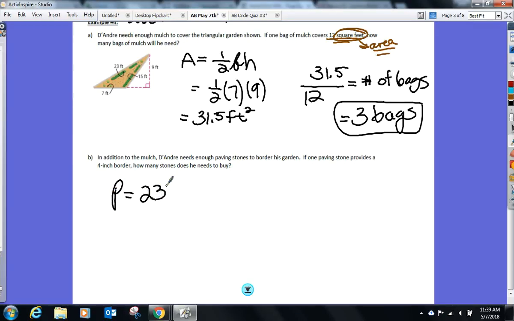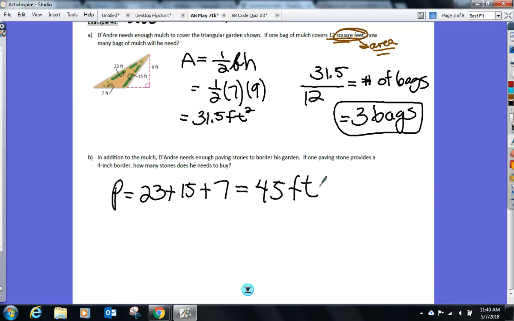23 plus 15 plus 7. It's a 45-foot perimeter, right? Why the heck am I asking this question? This is so easy. There's a little catch here, boys and girls. If you're dividing by 4, you may want to stop right now. And this is where we come back to from the circle unit. Read carefully. Why, Sean?